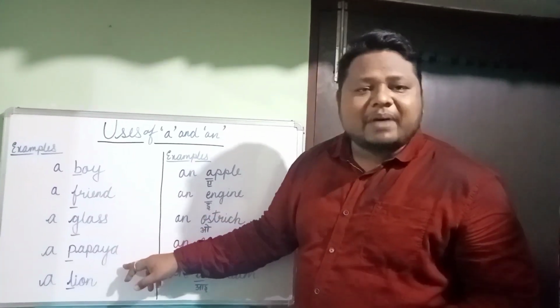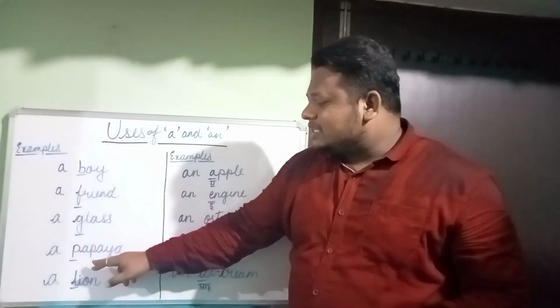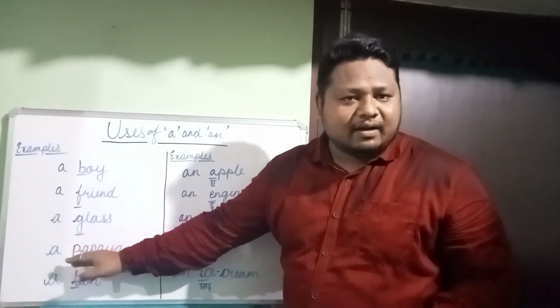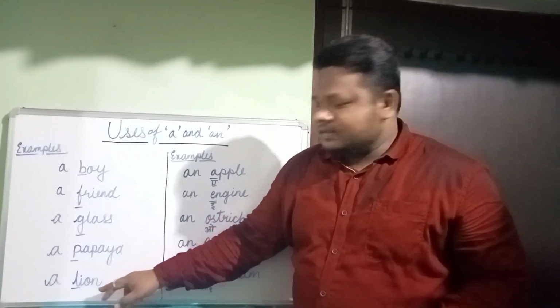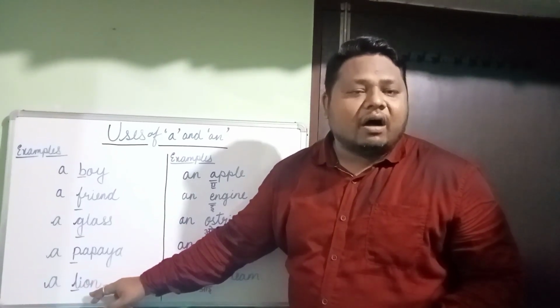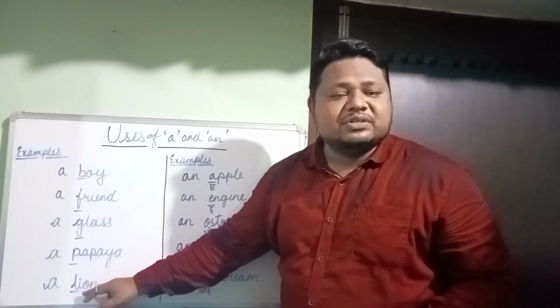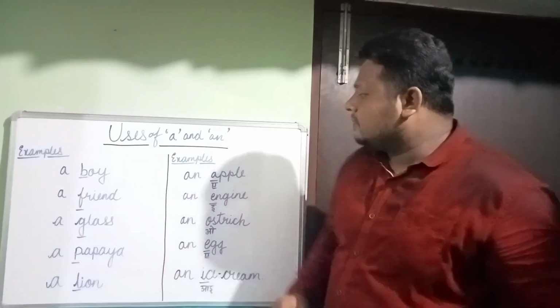When we say papaya, it begins with a consonant sound pa. That's why we use the article a and say a papaya. Lion, it also begins with a consonant sound la. Alright, that's why we use the article a and we call it a lion.